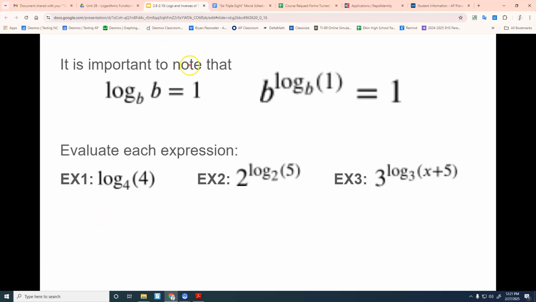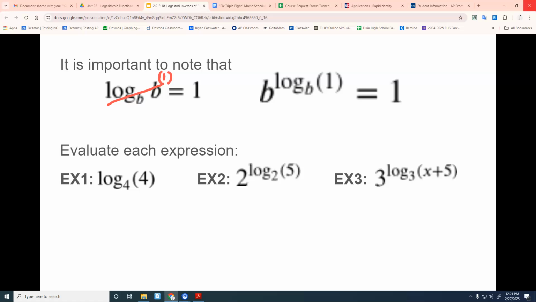So it is important to note that log base b of b equals 1, and b to the log base b of 1 equals 1. What this is telling you, essentially, is that when I do log base b of b, those cancel each other out. They're inverses of each other. I should have written this with an exponent of 1 right there. That's my exponent right there. So the log base b of b cancels out, and the exponent is the only thing that's left.